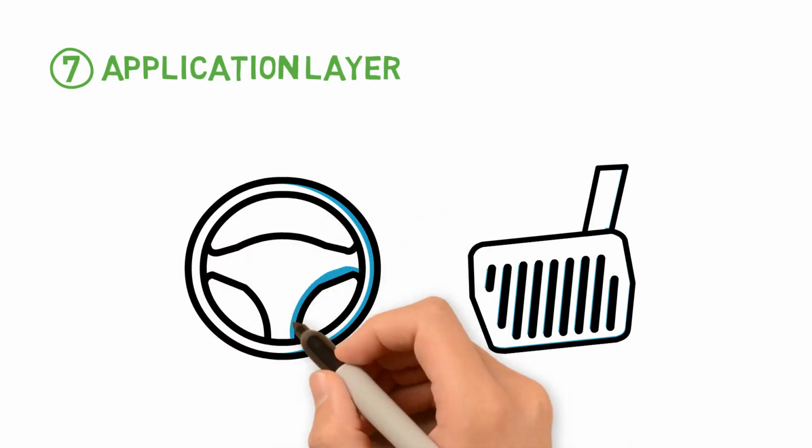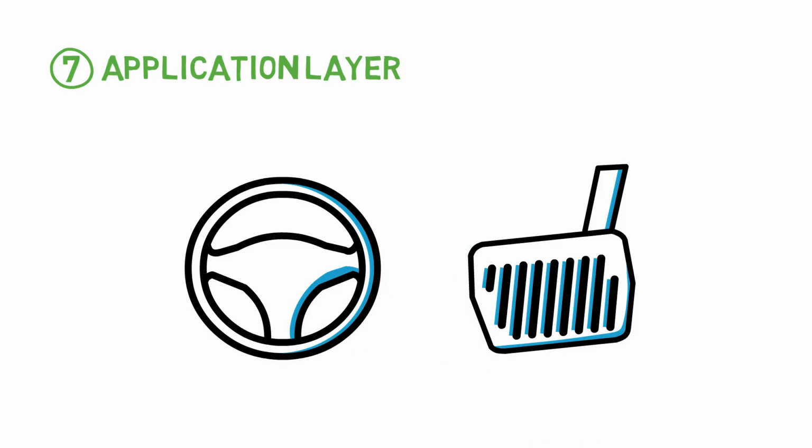If you were to use a driving analogy, the application layer is the pedals, steering wheel and other controls of the car the driver interacts with to drive the car.